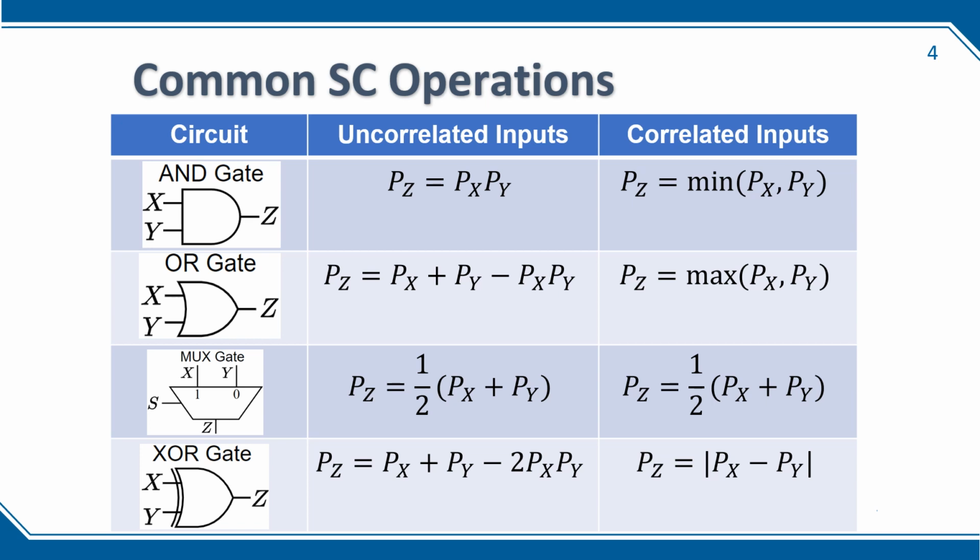The table on this slide shows a few other logic gates that implement useful functions, such as the mux-based scaled adder. Observe that when the input bit streams are correlated, these same components compute even more, but different, useful functions. Notably, AND, OR, and XOR gates respectively compute the minimum, maximum, and absolute value subtraction operations.